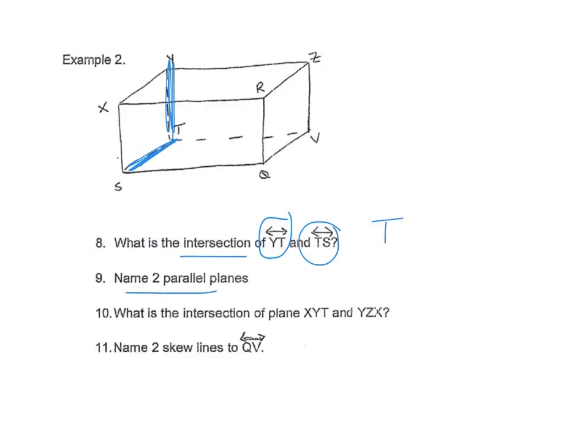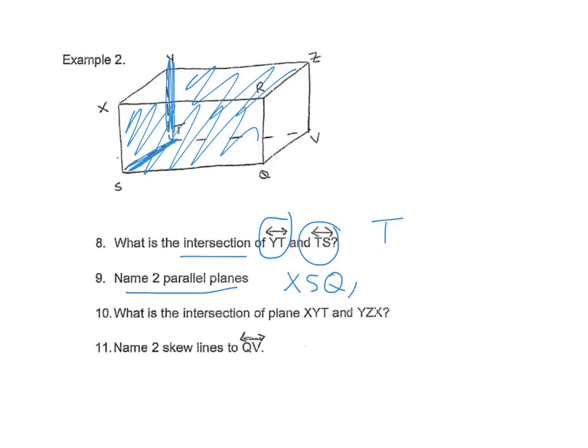Name two parallel planes, two planes that never intersect. So I'm going to choose the front and the back. So the front, to name it, take 3 points or 4 points. Do not put a comma in between the letters. So X, S, Q is parallel with the back, which is Y, T, Z.